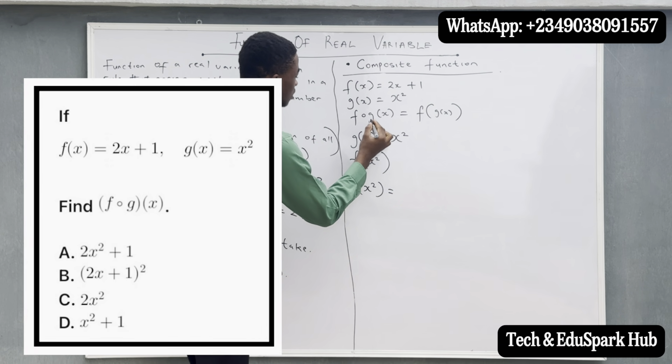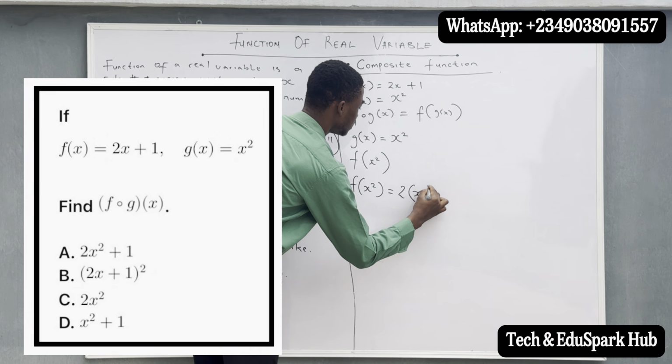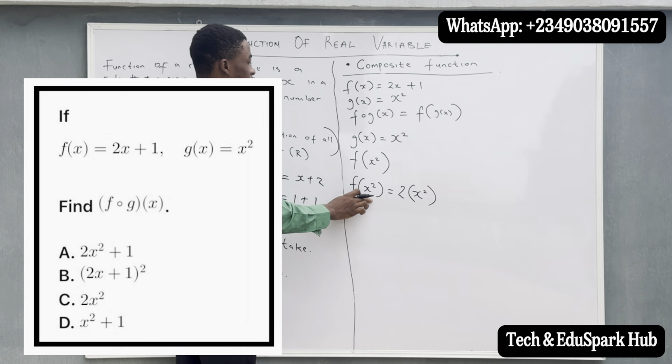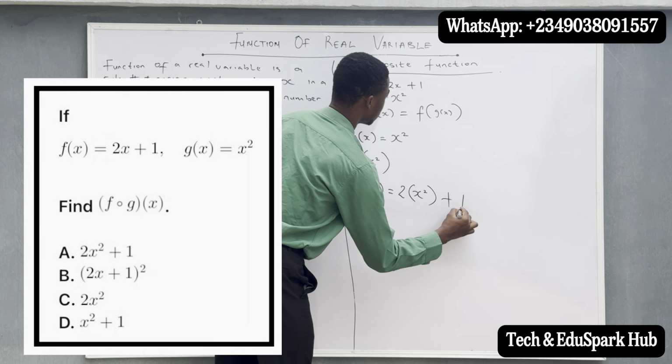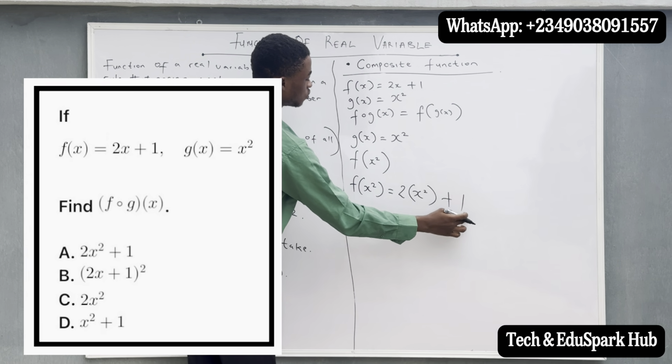So f of x squared will be equal to what? Now we have to open bracket x squared, because whenever we see x, we substitute it for x squared, because that is what we have in this new function. So we now have plus 1. You can see 2x plus 1, so it will now be 2x squared plus 1.